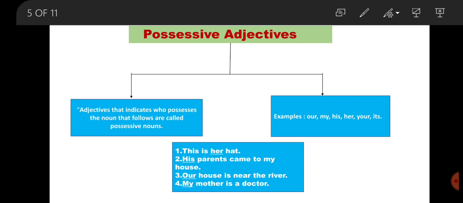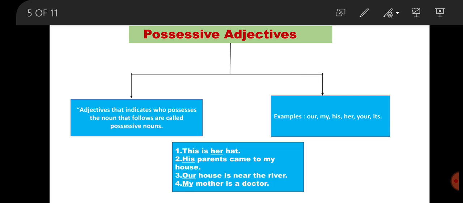All these possessive adjectives are followed by a noun again. The same rule that we have for demonstrative adjectives. Demonstrative adjectives have nouns after them, and possessive adjectives also have a noun after them. Now in the first sentence given here, this is her hat, can you guess what this is here? Is it a demonstrative adjective or a demonstrative pronoun? Yes, it is a demonstrative pronoun. It is not an adjective because it has a verb after it.